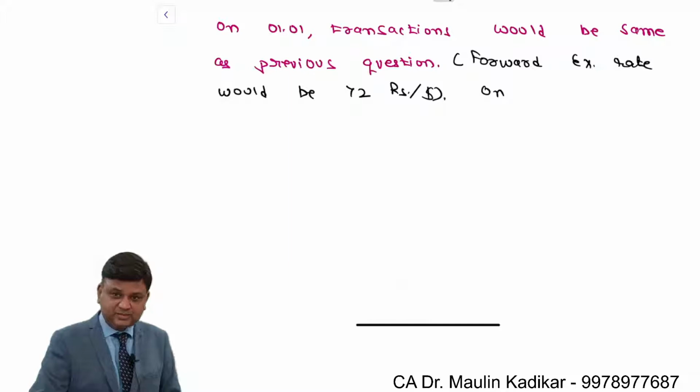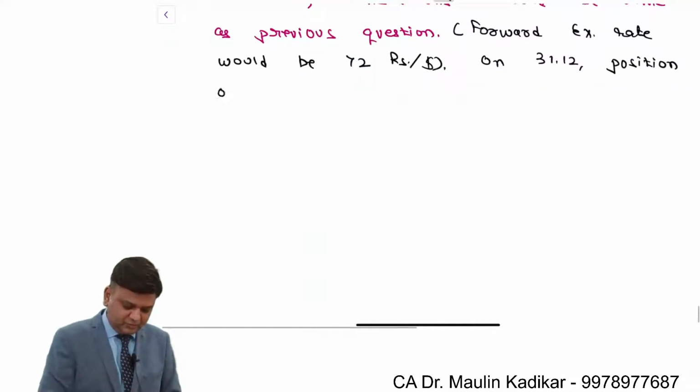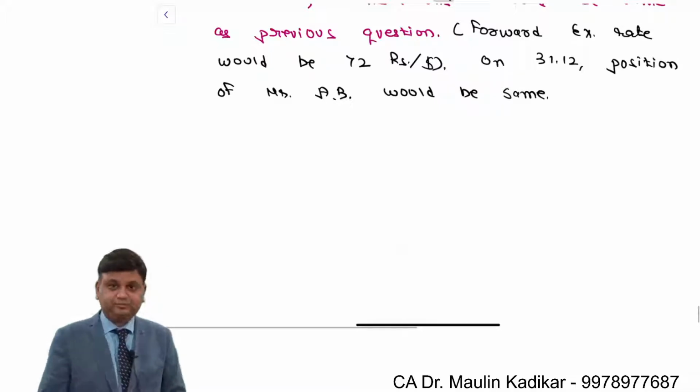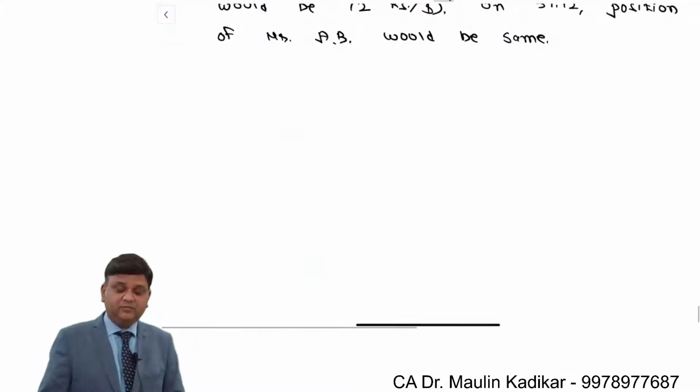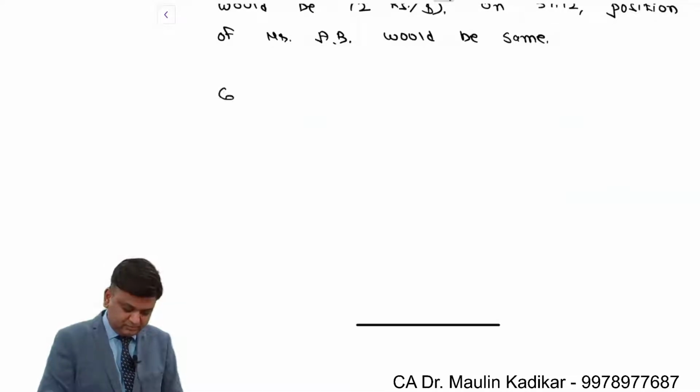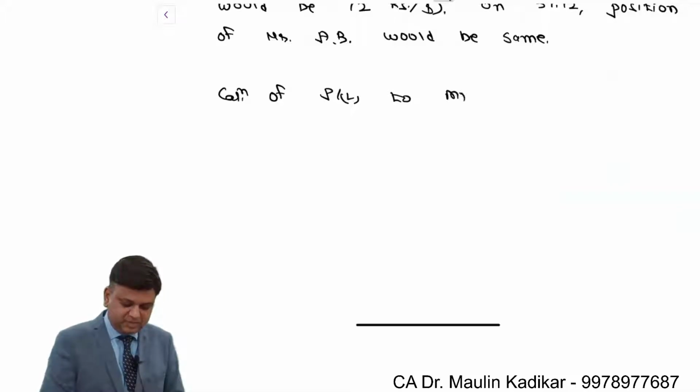On 31st of December, position of Mr. AB would be same. With paragraph write down, calculation of profit or loss to Mr. AB.